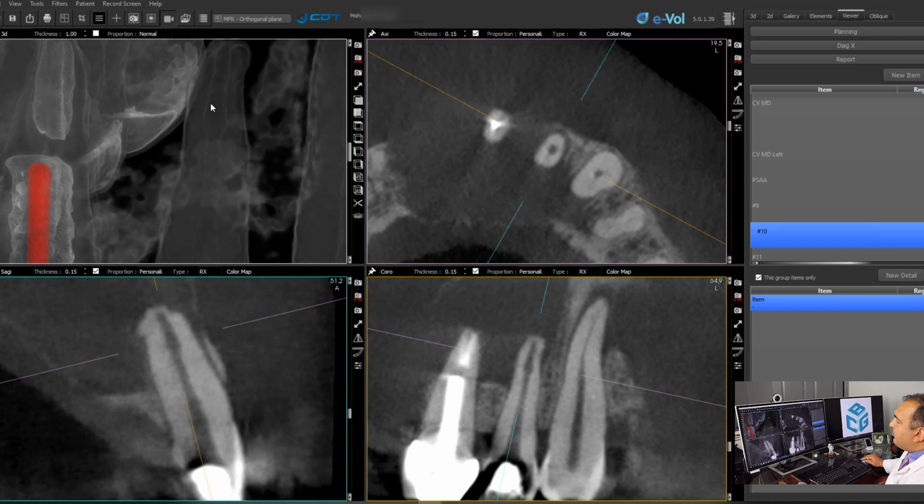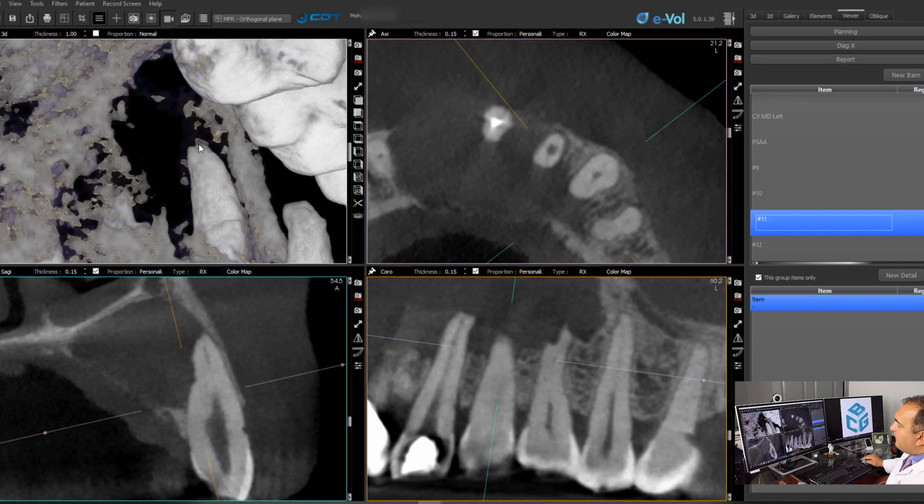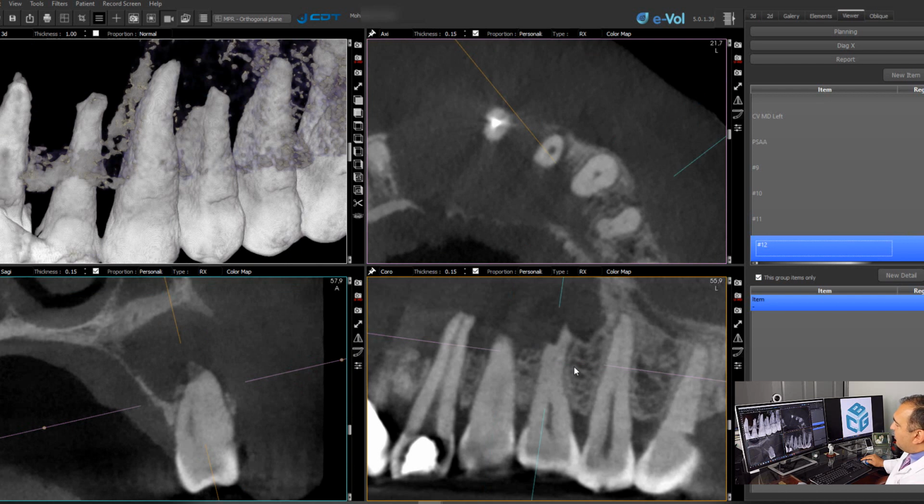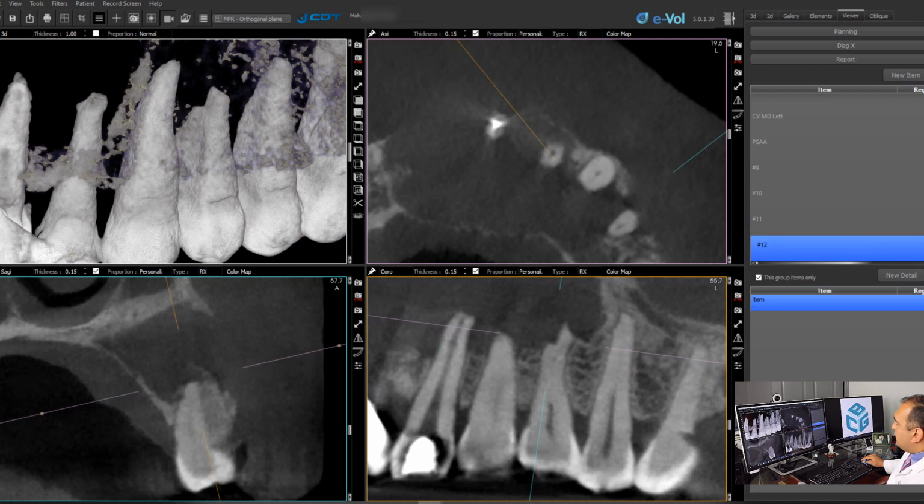And here on the 3D rendering, we can see this olive shaped low density area within the apical aspect of the lateral incisor. As we continue our evaluation, let's take a look at the canine. The canine will show extensive external root resorption associated with the palatal aspect. And the premolar will also show extensive root resorption associated with the apical aspect.